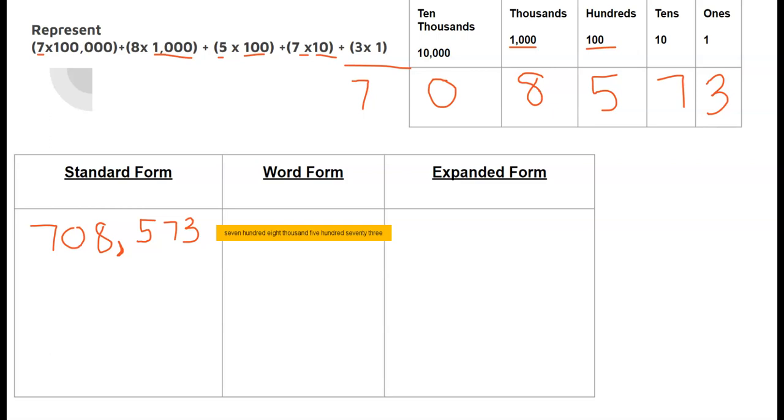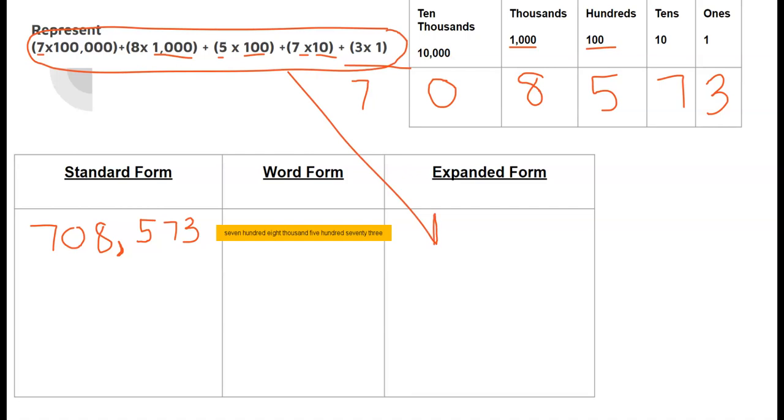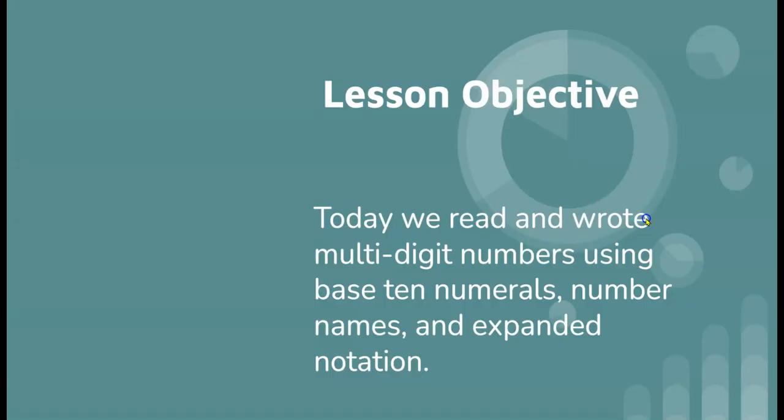And then in expanded form, we wrote that right here at the very top. This is our expanded form, so I don't have to write it again. I'm just going to put an arrow to show that that is expanded form. Okay. All right, let's review today's lesson objectives. Today we read and wrote multi-digit numbers using base 10 numerals, number names, and expanded notation.